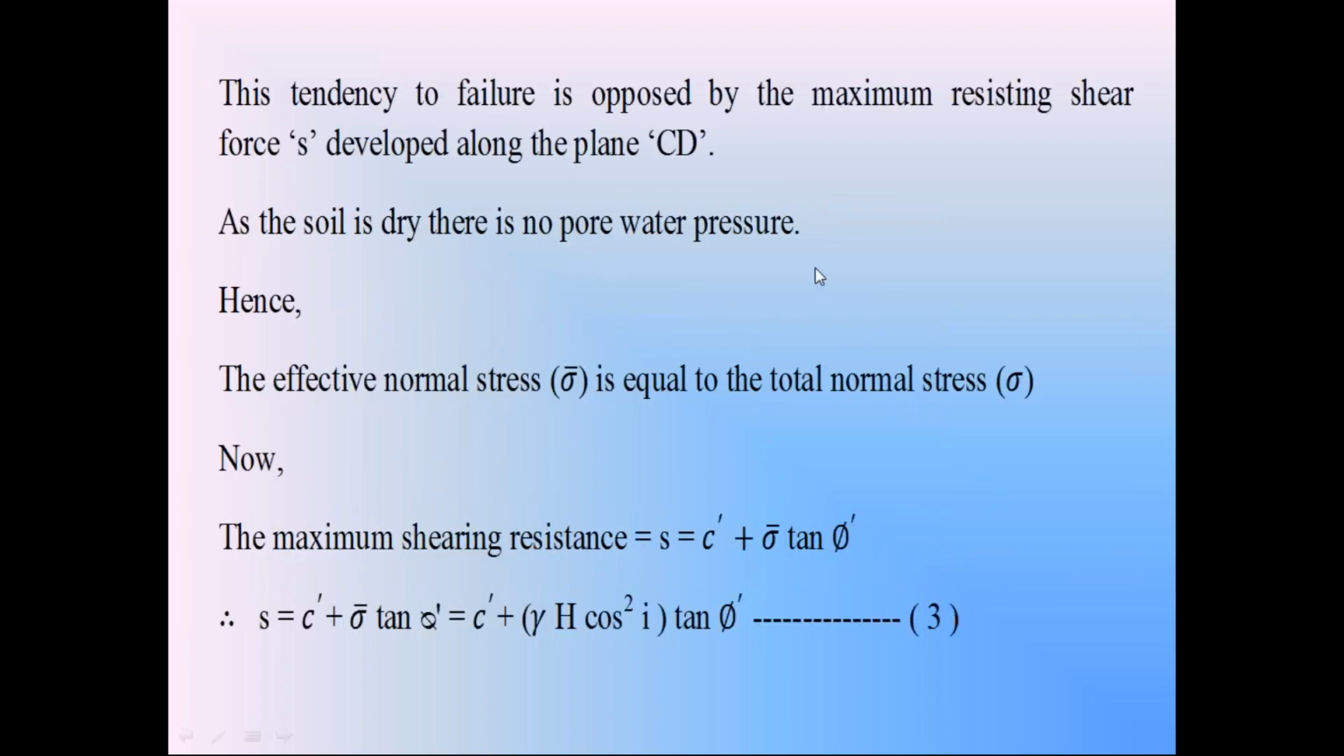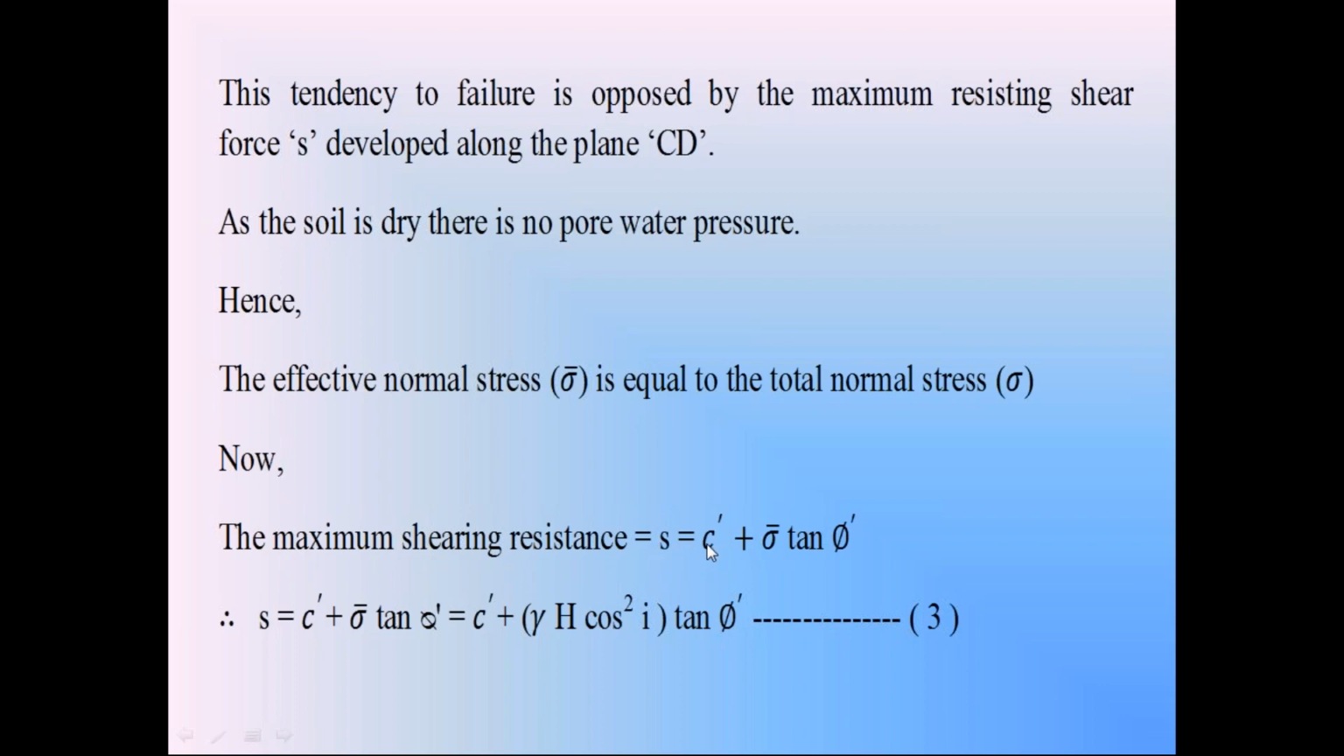Then since the soil is in dry condition, there is no pore water pressure in the soil. In the dry condition, there is no seepage flow, so there is no pore water pressure in the soil. So the pore water force U, capital U, is 0. Since the pore water pressure is 0, the effective normal stress sigma dash is equal to total normal stress minus the pore water pressure. In the dry condition, pore water pressure is 0, so the effective normal stress sigma dash is equal to the total normal stress sigma. So apply the Terzaghi equation to calculate the shear strength of soil resisting the failure.